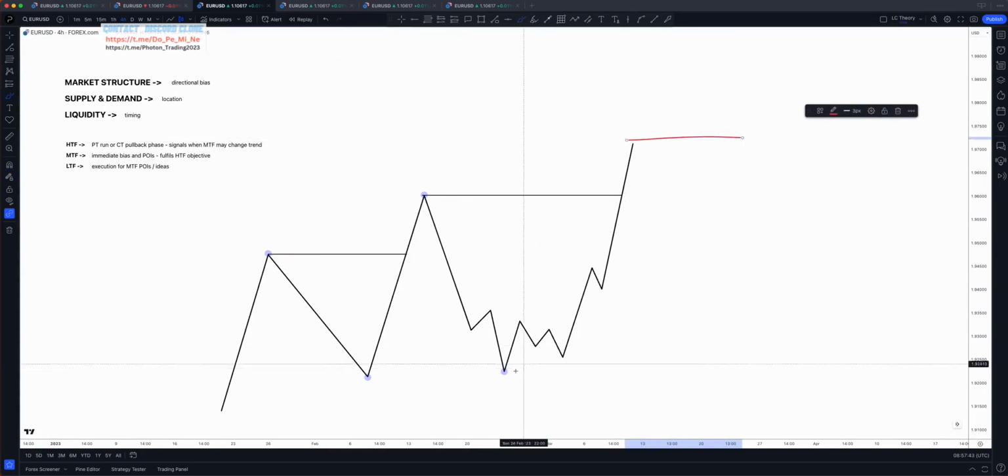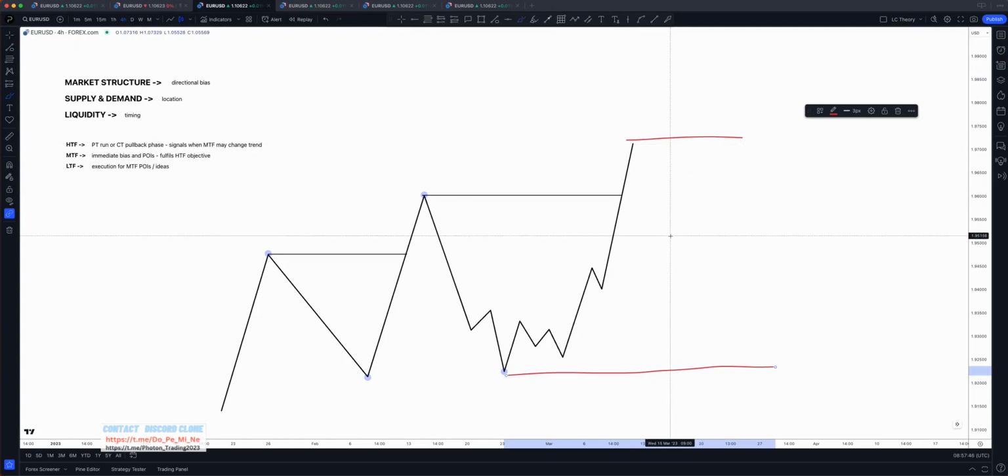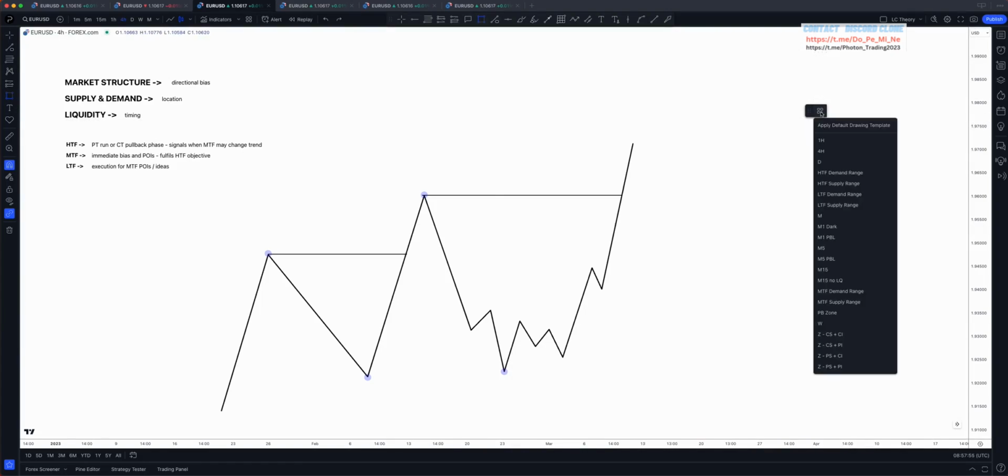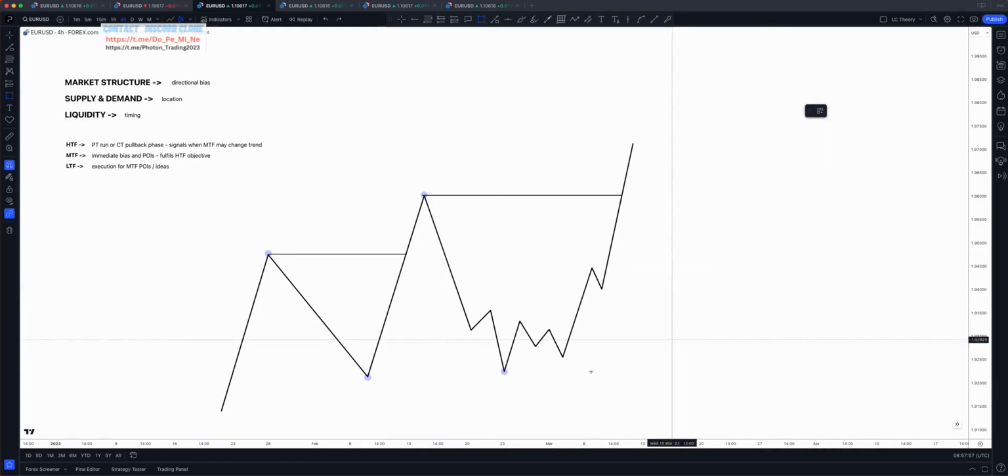And of course, we're only going to be looking for demand zones between these two red lines, between our high and low of the current range, right? This is the range we're working within and that we care about. So let's work our way down from the bottom.